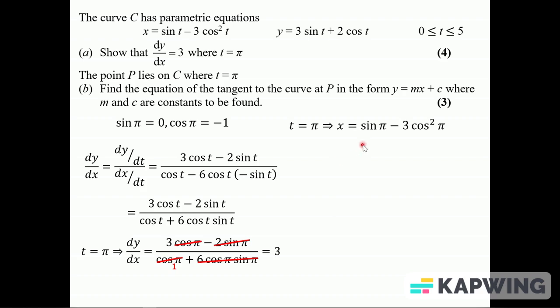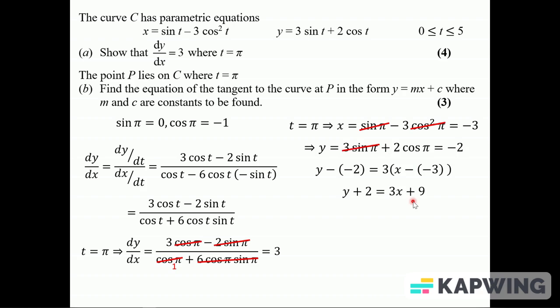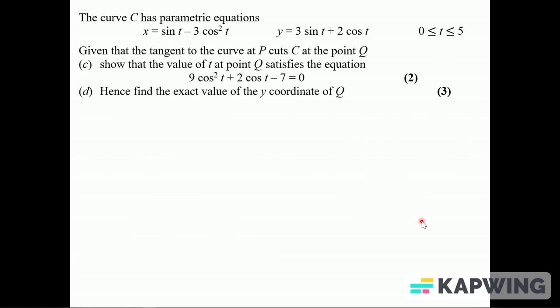And to get the tangent, I need the x value and the y value. So x is sine pi, which is 0, minus 3 cos squared. Cos squared is 1, so it's just minus 3. The y value, sine of pi is equal to 0, cos pi is -1, so that's equal to -2. Sticking into y minus y1 is m times x minus x1, I get that for the equation of the tangent.